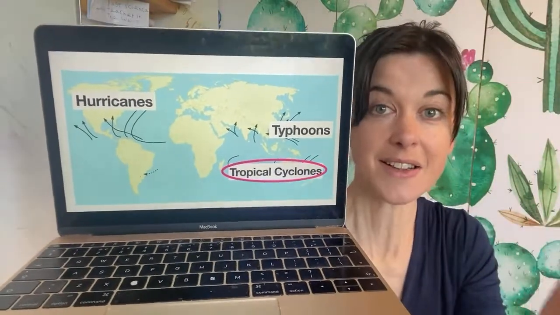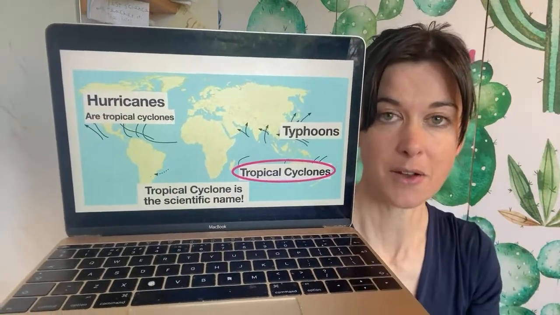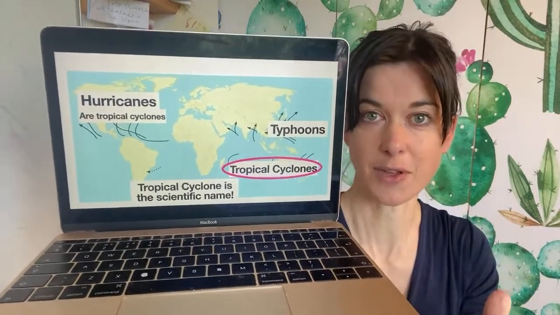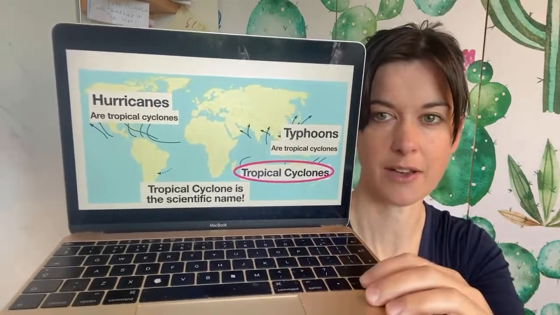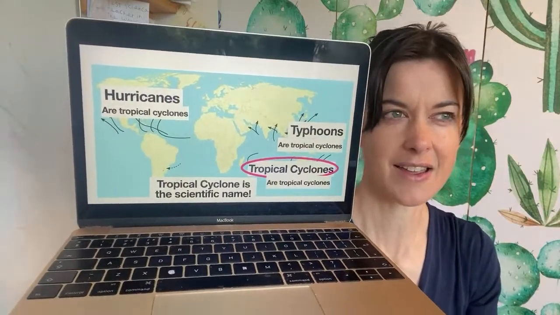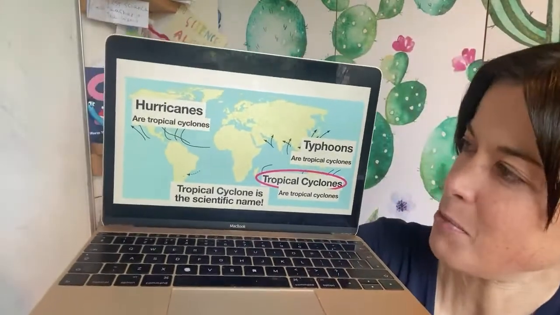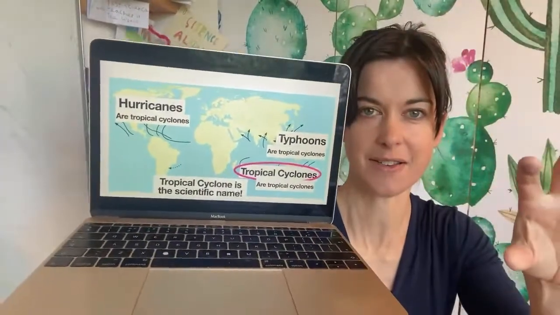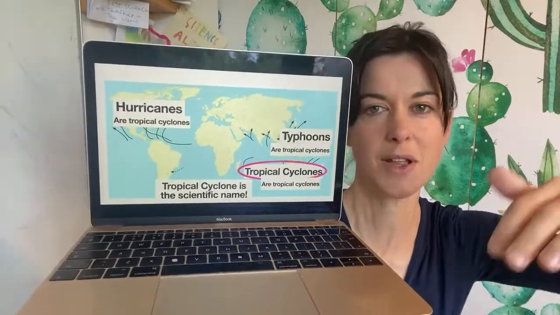The actual technical name for them that scientists use is tropical cyclone. So a hurricane is a tropical cyclone, right? And a typhoon is a tropical cyclone. And obviously a tropical cyclone is a tropical cyclone. There's no need to come up with an example. It's just tropical cyclones. In some parts of the world, they call them hurricanes, and in some parts of the world, they call them typhoons.